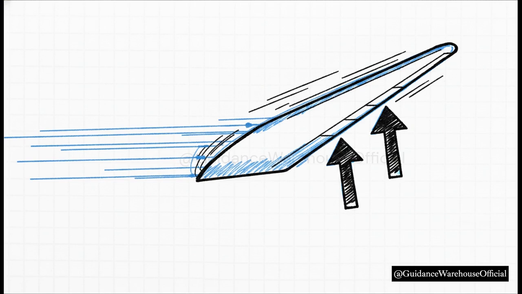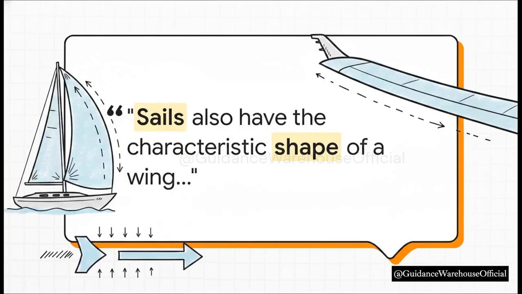Faster air means lower pressure on top, so the relatively higher pressure underneath pushes up, creating upward lift. Our source text draws a really perfect analogy for this. Sails also have the characteristic shape of a wing. The pressure on the front side of a sail is lower than the pressure on the back. It's literally the exact same pressure difference we see on an airplane wing, just turned sideways, generating forward thrust.